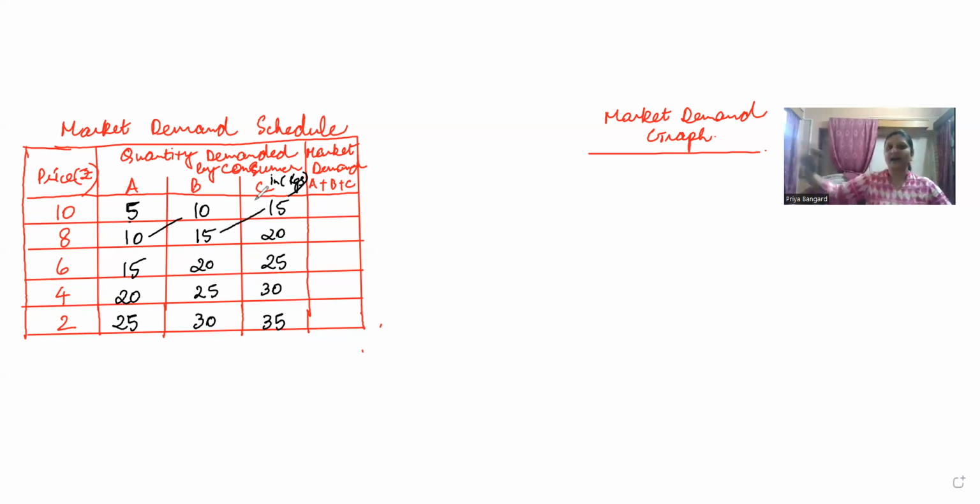ओके, नाउ ऐड अप टू मेक इट अ मार्केट डिमांड. 5 plus 10 plus 15 is 30. Same way 10 plus 15 plus 20 is 45. Same way 15 plus 20 plus 25 is 60. 20 plus 25 plus 30 is 75 and 25 plus 30 plus 35 is 90. तो अब यदि मैं ग्राफ बनाने जाऊंगी वही डाउनवर्ड स्लोपिंग कर्व.